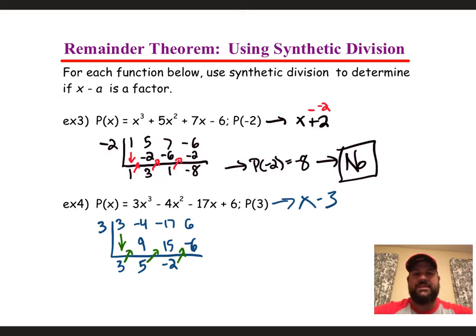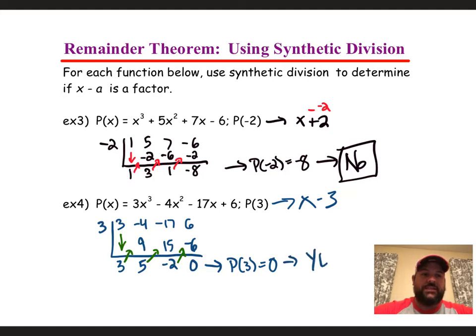And then the 6 plus -6 gives us 0. So that means that P of 3 equals 0, which means yes, indeed, x minus 3 is a factor. So together, the remainder theorem and the factor theorem tell us we can use either synthetic division or substitution to determine whether a binomial happens to be a factor of a larger polynomial function.